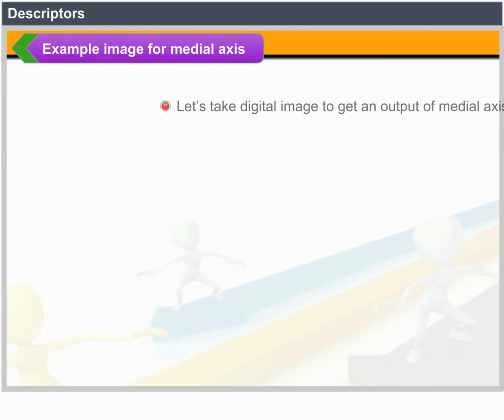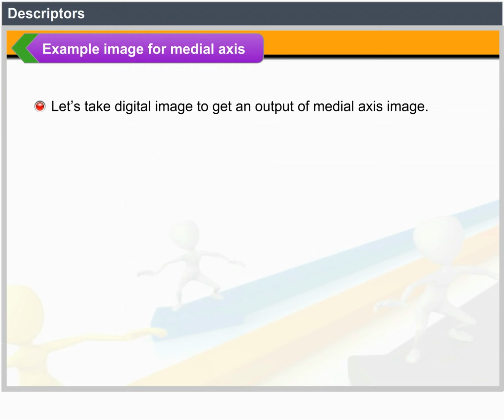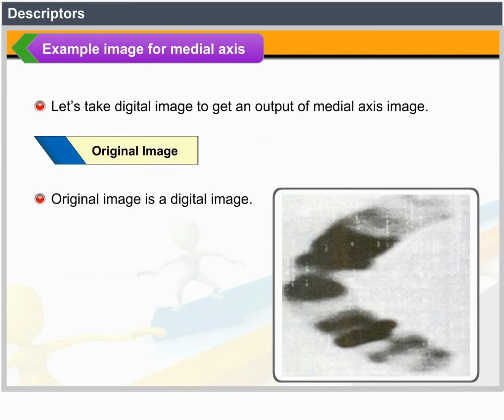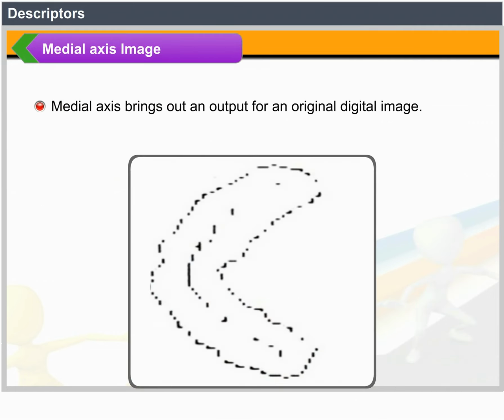Let's take a digital image to get the output of the medial axis image. Original image: the original image is a digital image. Medial axis image: the medial axis output for the original digital image.